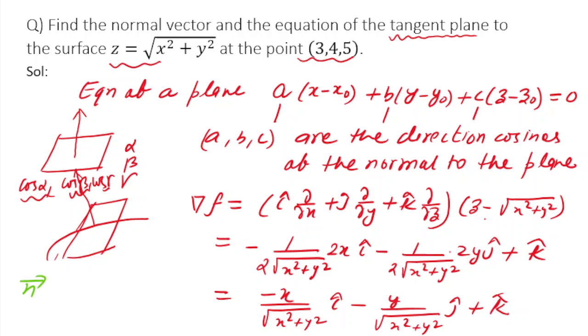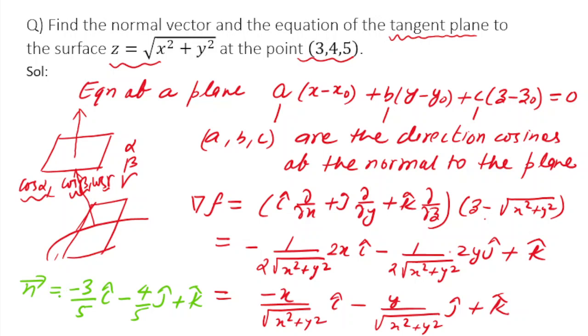So if I ask you what is the normal vector to the surface at this point, here the x value is -3, and under root x square plus y square is 3 square plus 4 square, which is 25, whose square root is 5. So I will get -3 by 5 i cap, -4 by 5 j cap, and then k cap. This is the normal vector to the surface at the given point. Now the next thing is to find the equation of the tangent plane. If you look at this normal vector, this is basically the unit normal vector.